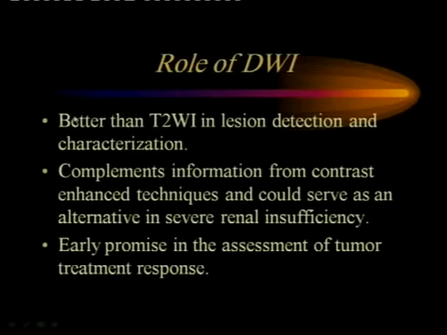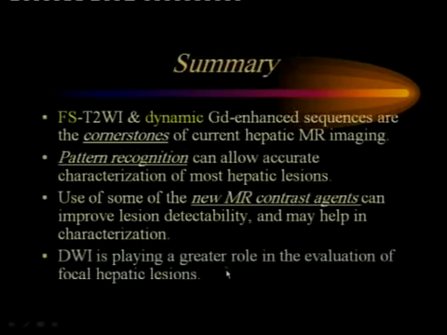So the diffusion-weighted imaging has been shown in multiple studies to be better than T2-weighted imaging in lesion detection and in characterization. And in many centers, actually, it's even replacing T2. It can complement information from contrast-enhanced techniques and could serve actually as an alternative when you're unable to administer gadolinium-enhanced agents such as in severe renal insufficiency, and has shown a lot of promise even in the assessment of tumor treatment response as well.